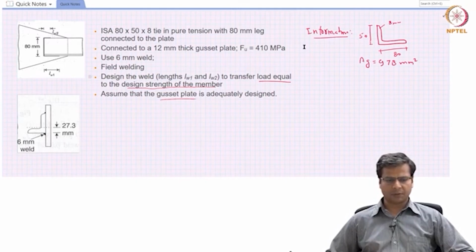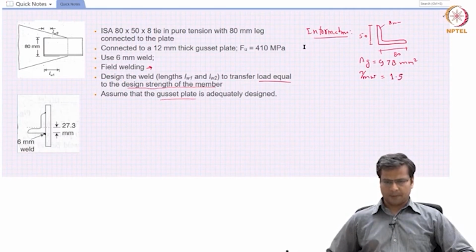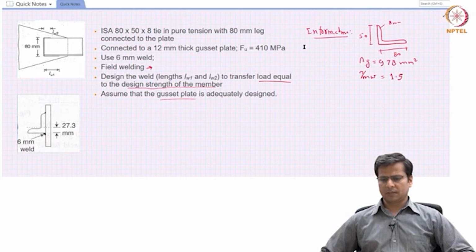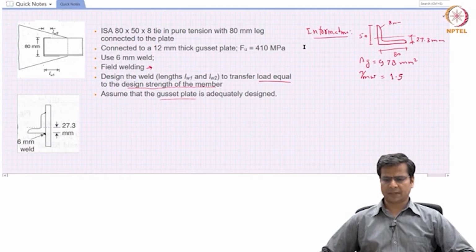Additional information that might be required is, since this is a fillet weld done in the field, the gamma mw value for this weld will be 1.5. We have discussed this. And additionally, we may need to know the centroid of this section, so the location of the elastic neutral axis in this plane. It can be obtained from the respective tables, and it is found to be 27.3 millimeter from the extreme edge.